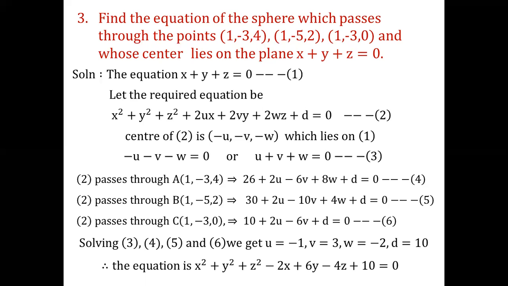Again, we have the 4 equations 3, 4, 5, 6 and the 4 unknowns u, v, w and d. You all know how to solve the equations. By solving these equations, you are going to get the values of u as -1, v as 3, w as -2 and d as 10.